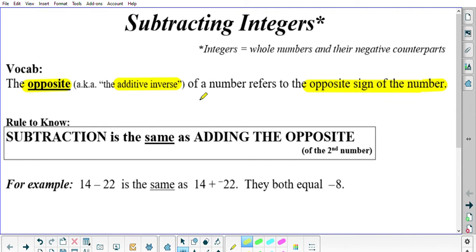By the way, this is going to be part 1 of the video of this packet of guided notes on subtracting integers. We'll do a separate video for the second page of this same packet of guided notes.